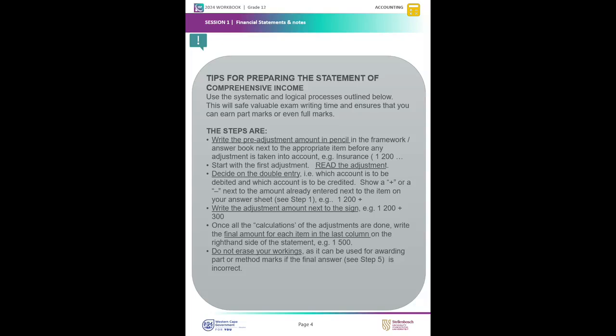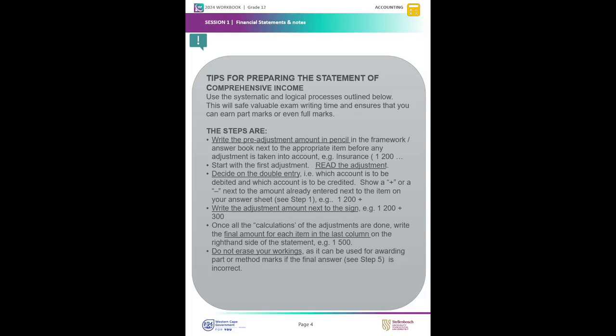So once you've figured out the answer you were looking for, you've done your calculation, you will then write the answer next to the adjustment sign. As we did in the example that we gave, insurance was 1,200 initially, and then we added 300. Very, very important to show all your calculation. And then once all the calculations of the adjustments are done, write the final amount for each item in the last column on the right hand side of the statement. So we all know 1,200 plus 300 is 1,500. We write it in that column where it needs to be.